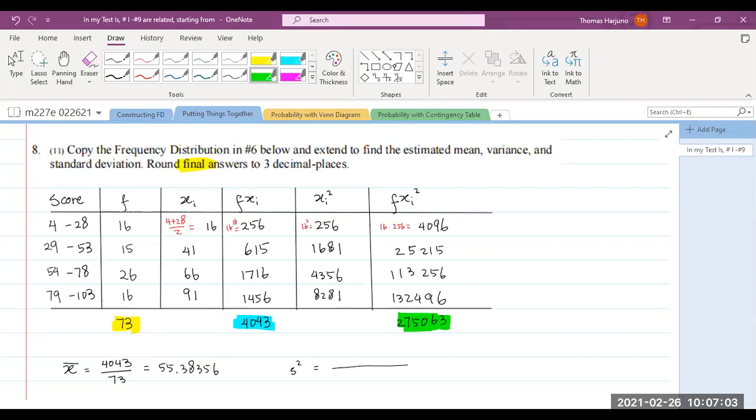Do I make any mistake? Well, I will go on. Okay, I will go on. Now then, this will be 73 times 275,063 minus 4,043 squared.